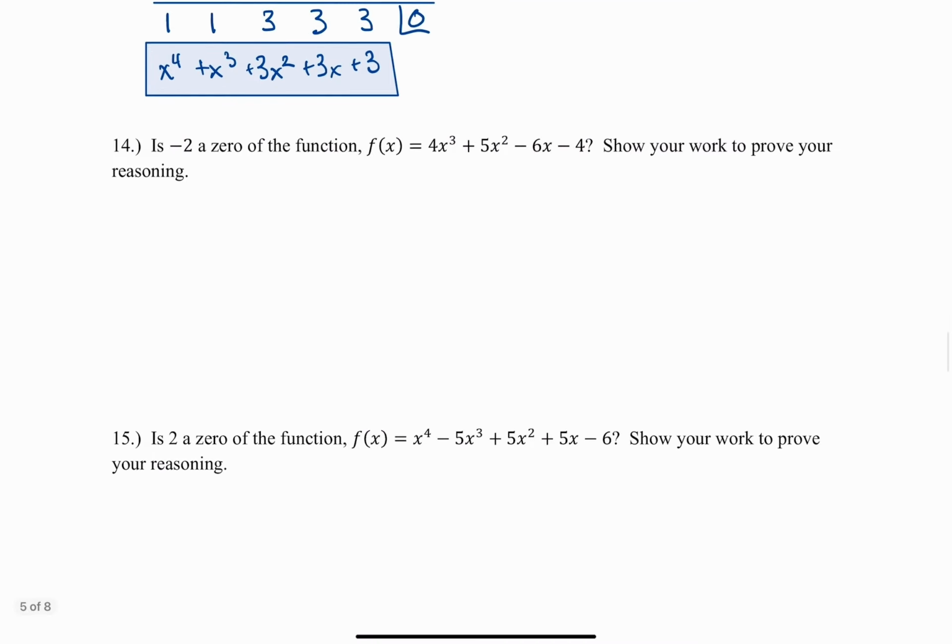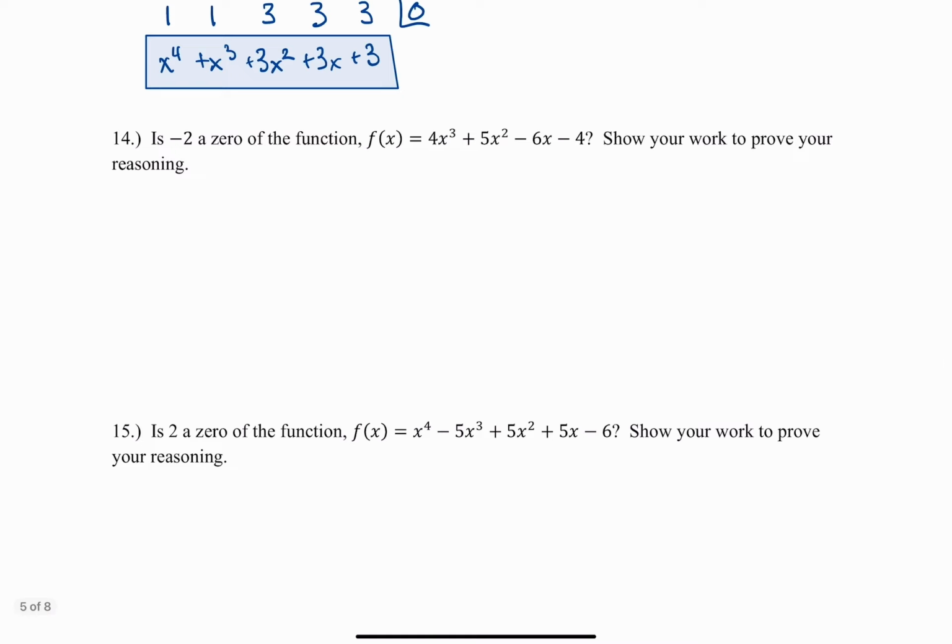All right. 14 and 15, we will use synthetic division to show or prove our work. Again, recall that the remainder is whatever you get when you simply plug in the number. So again, if the remainder is 0, then we have a 0. If the remainder is not 0, it is not a 0. So 2 is given as a number this time. We're checking if that is a 0, so we'll just use the number as shown.